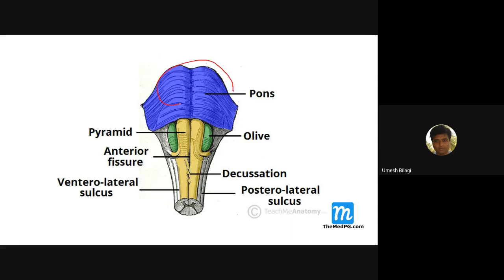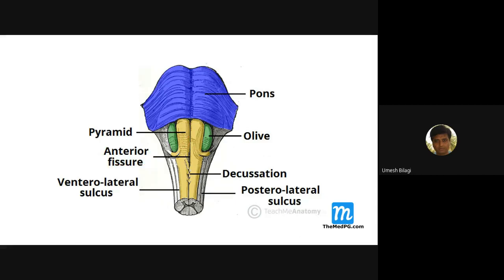This is the pons, the upper part, and you have got medulla down. This part is medulla. Is this the ventral surface or the posterior surface? Can anybody tell me? Posterior surface? Just see, this is the anterior surface or ventral surface. You can see there is an anterior fissure. So this is the anterior surface of the medulla.